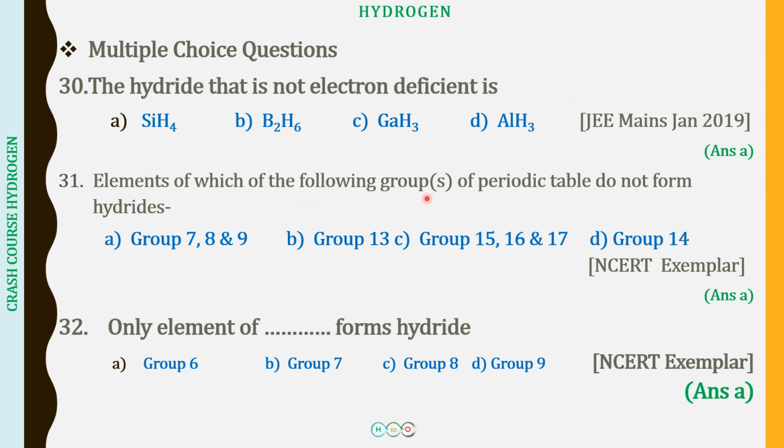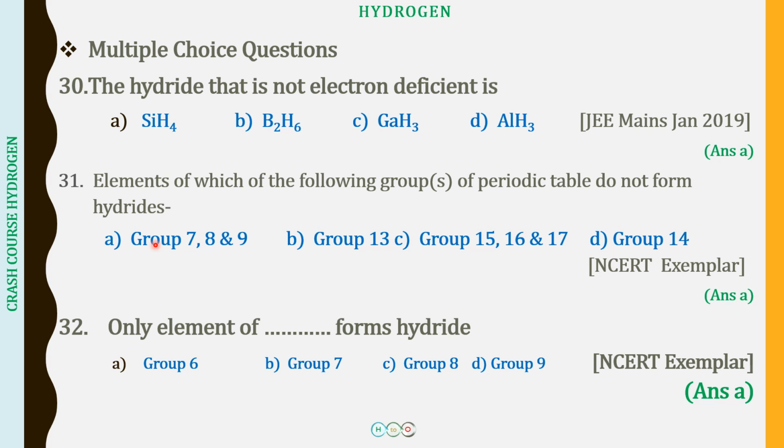Which of the following groups of the periodic table do not form hydrides? So the choices are groups 7, 8, 9, group 13, groups 15, 16, 17 and group 14. So groups 7, 8, 9 are the d-block elements. These are the groups where no hydrides will be formed, and we also call them the hydride gap. Along with groups 7, 8 and 9, also group 18, the noble gases, do not form any hydrides. But this is what we refer to as the hydride gap.